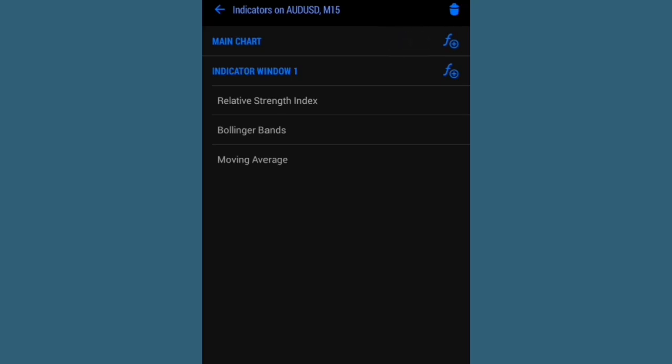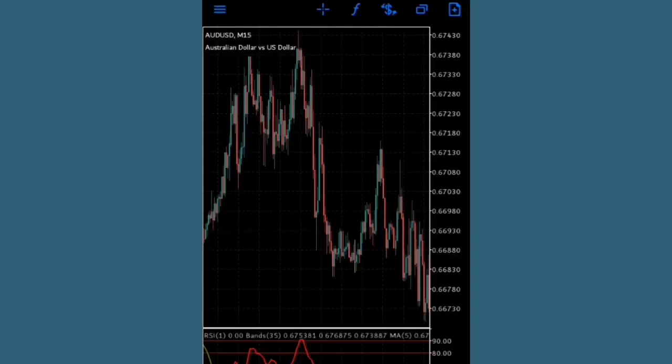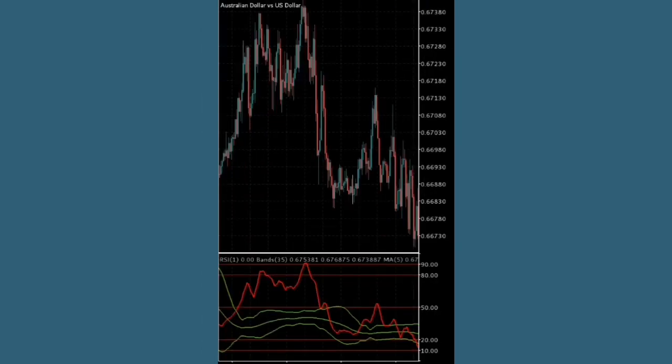Lastly, you come still on indicator window 1, so you insert the 5-period moving average. Make sure the method is a simple moving average applied to close, and after this you click done and you are good to go. You continue testing the strategy. It might not work on the first day, second day or first week, but if you dedicate yourself, keep polishing it up, it might work for you.